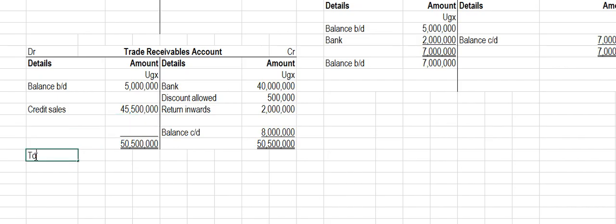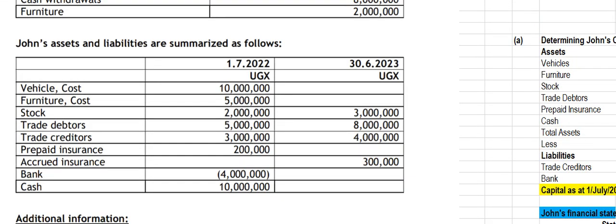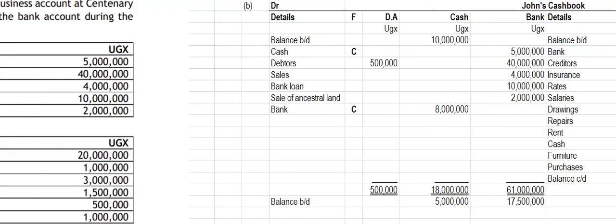Now I can get my total sales. Let's try to find out the total sales. The total sales will equal these credit sales, plus the sales that were made and directly deposited. Cash sales directly deposited in the bank, the 4 millions.